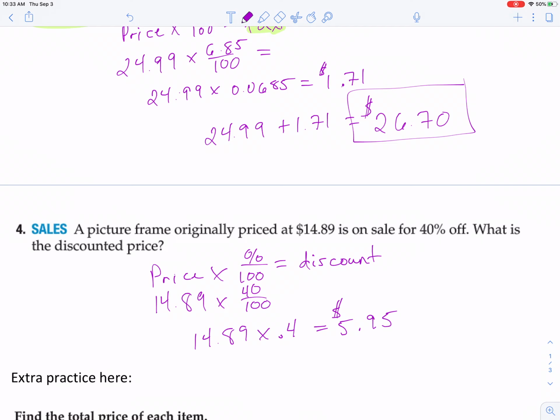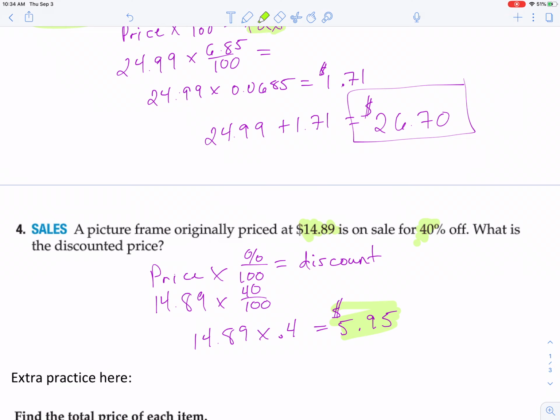Now that is how much you are saving. That is not the new price. Think about this logically for a minute. 40%, that means it's not even half off. You're going to still pay more than half. Well, $14.89, roughly half of that is going to be a little over $7. Like, I don't know, $7.45. Just some quick mental math there. 40% off means that you should be paying more than $7.50. This is smaller than $7.50.